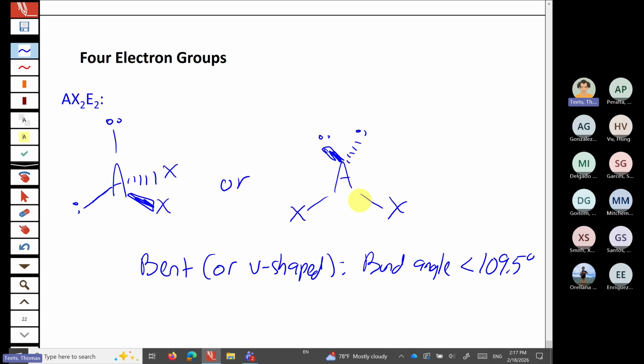All right, so that's the 2 through 4 electron groups. We'll come back next week with numbers 5 and 6, which are a little bit more complicated, but still follow the same approach.